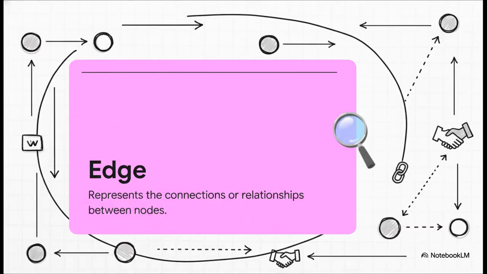And the second word? That's edge. An edge is simply the line that connects two of our dots, two nodes. It's the relationship between them. So on Instagram, when you follow someone, you create an edge. On LinkedIn, a connection is an edge. It's what links everything together.